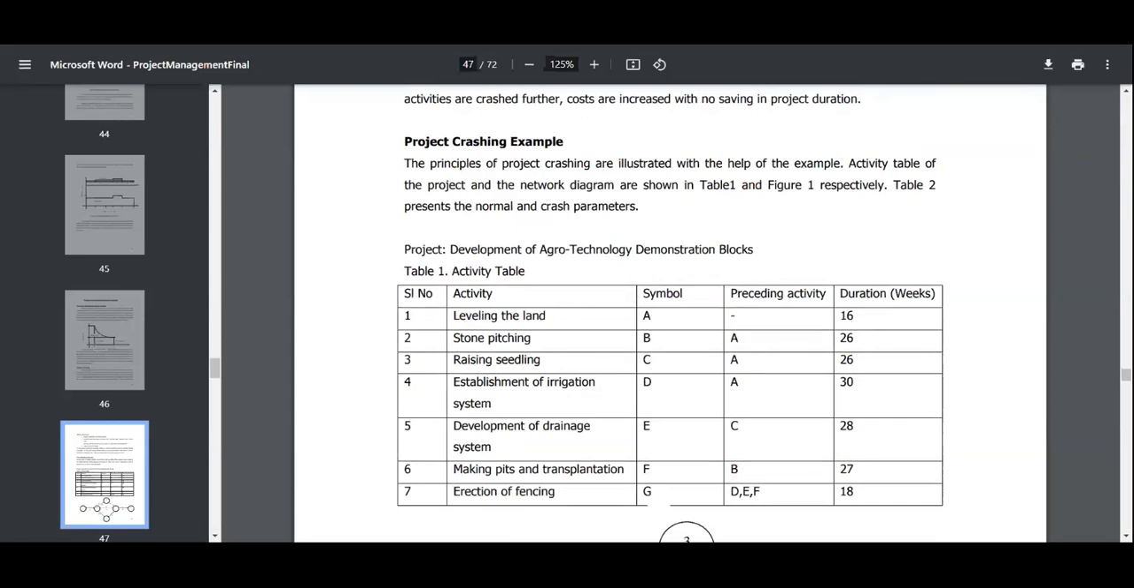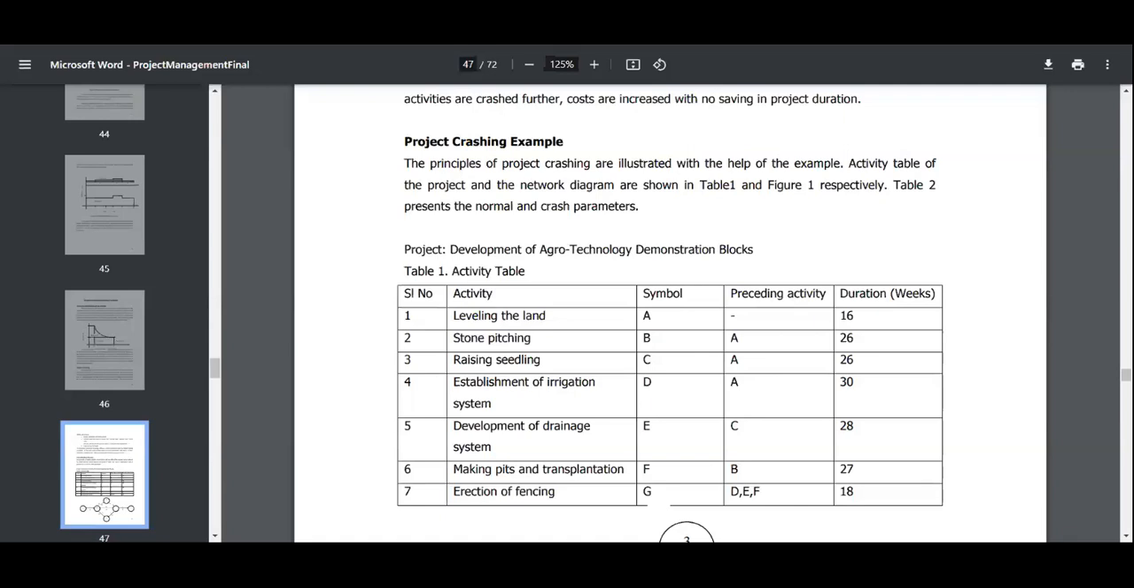So how do we start? That is the table we have seen. Serial numbers are given, 1, 2, 3, 4, 5, 6, 7. Then the activities: labeling the land, then stone pitching, then raising seeding, then establishment of irrigation system, development of drainage system, making pits and transplant, then erection of the fencing.